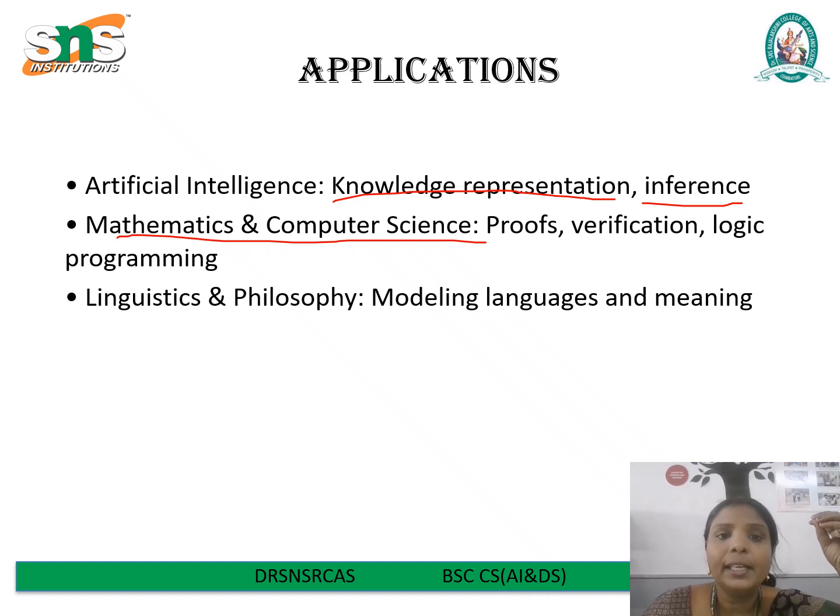Next one is linguistics and philosophy. In linguistics, predicate logic helps us analyze how language expresses meaning. For example, "everyone loves someone" can be formally analyzed with quantifiers. In philosophy, it provides tools to study arguments, reasoning, and the structure of knowledge. So in short, predicate logic is not just a theory. It's a practical framework used across science, AI, and the humanities to model reasoning, verify correctness, and represent knowledge.